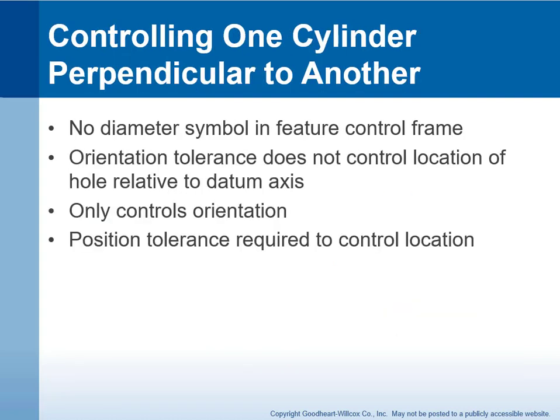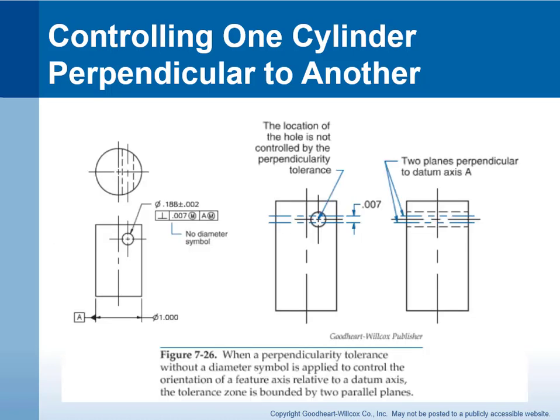Okay, controlling one cylinder perpendicular to another. When we do that, no diameter symbol is used in the feature control frame. The orientation tolerance does not control location of one hole relative to the datum axis. It only controls orientation, and the position tolerance would be required if you wanted to control the hole location.